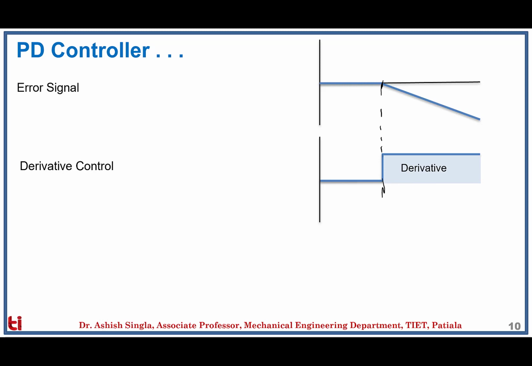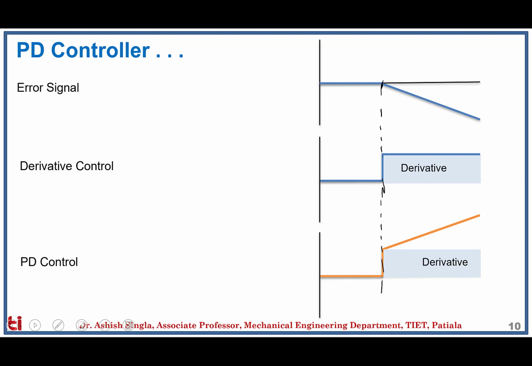So this is the derivative control. And if we see the effect of a PD controller on this error signal, when there is no error, the output from both the proportional control as well as the derivative control is 0. Now as the error increases, this is the contribution from derivative control, and the orange one is the contribution from proportional control, because as the error increases, the output from the proportional part of the PD control keeps on increasing.